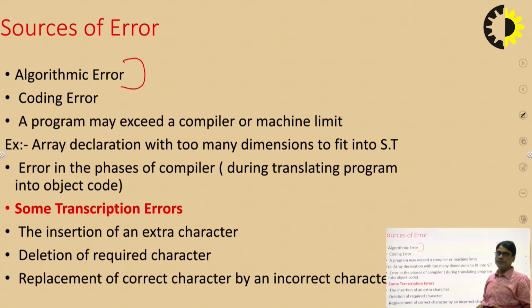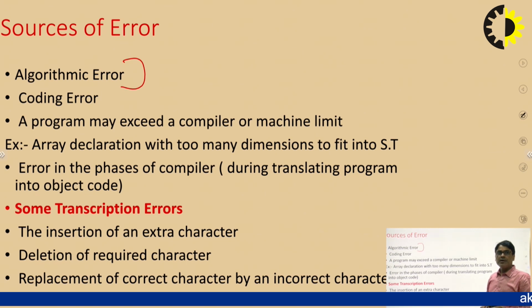The second thing is coding error. Might be we are typing code and there are some writing errors, some semantic errors, or some typecasting problem. So the second kind of error is coding error. Then a program may exceed a compiler or machine limit. This is the third kind of error. If you are not putting a proper limit or a proper ending part or execution interval, then the program may exceed the compiler or machine limit, which is a kind of infinite error.